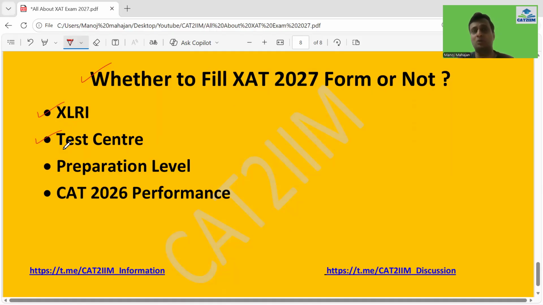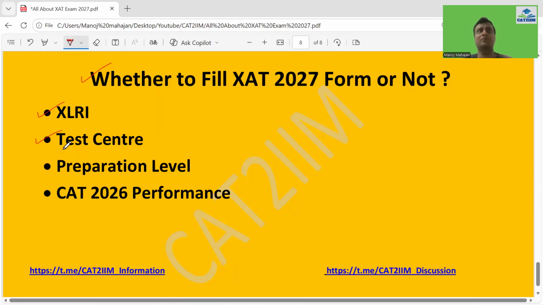They are going to announce soon what test city has been allotted to them. So they would be getting the first city preference, right? So if you want the first city preference as your test center and are just 70 to 80% sure about XLRI through XAT, then you can look forward to filling the form on day one. So that could be done.